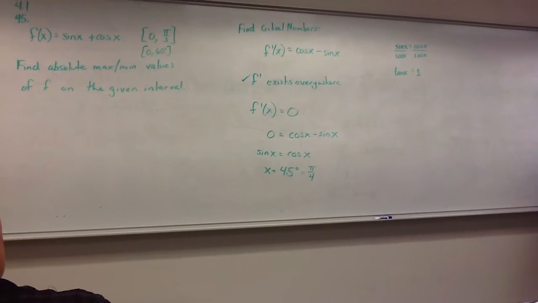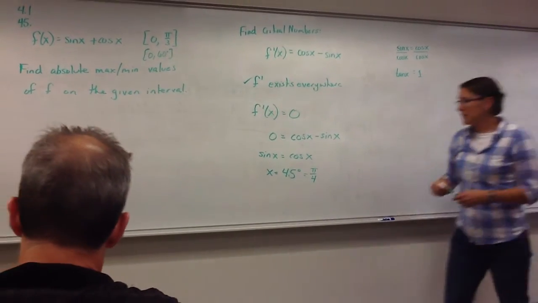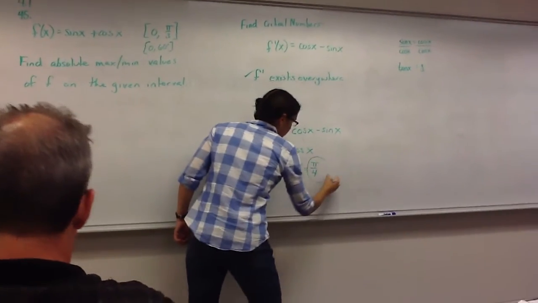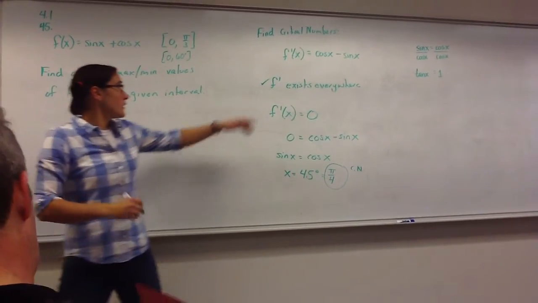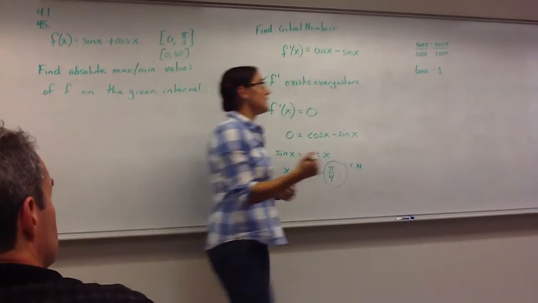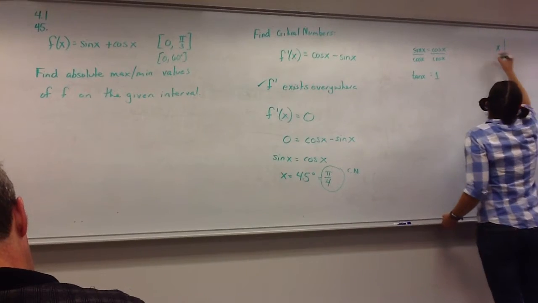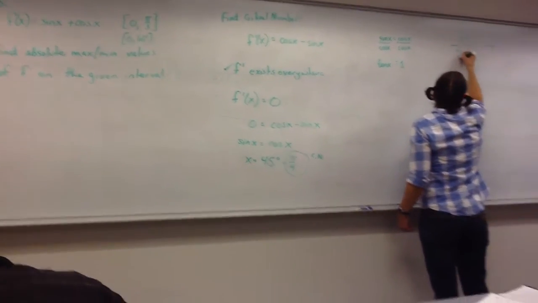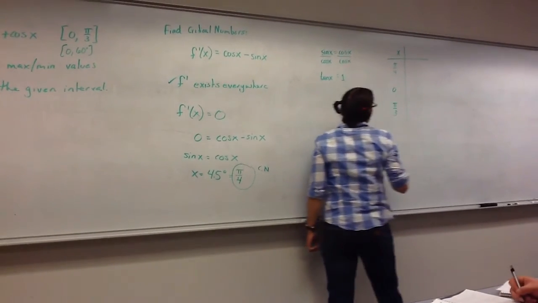Okay, Andrew, does that help you so far? Okay, cool. So now we've got our critical number. Our critical number is pi over 4. There is no critical number where f prime does not exist. So the list that we need to make is a list of x values that include our only critical number, which is pi over 4, as well as our two endpoints, which are 0 and pi over 3.